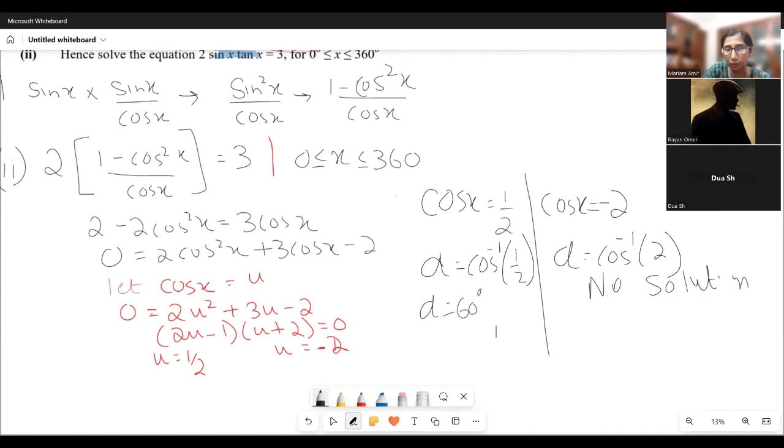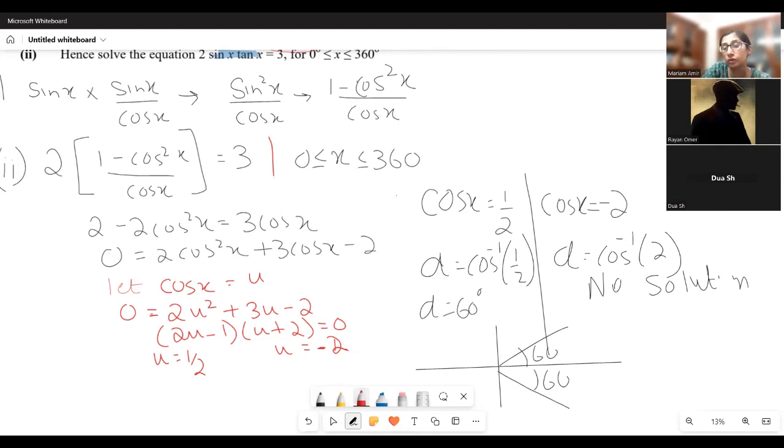Okay. Now, cos is positive in the first quadrant and the fourth quadrant, as in the CAST diagram. So 60 here, 60 here. Since our domain is from 0 to 360, we always only look at the positive angles. So these two. One answer would be x equals 60. And the other one is 360 minus 60, which is 300.